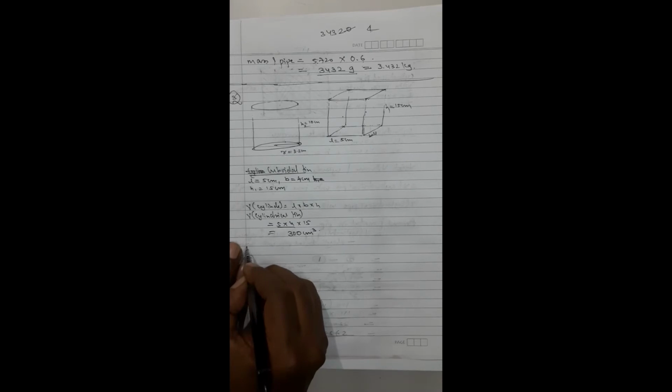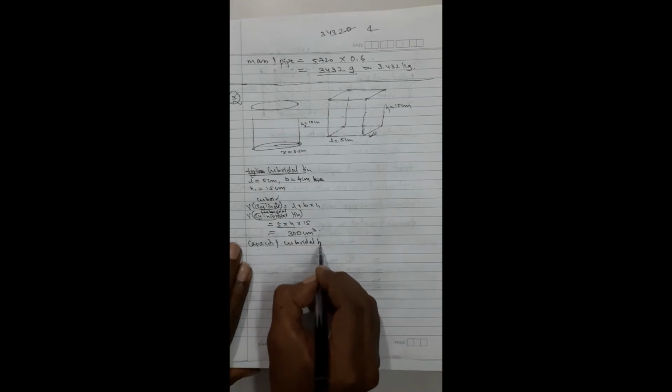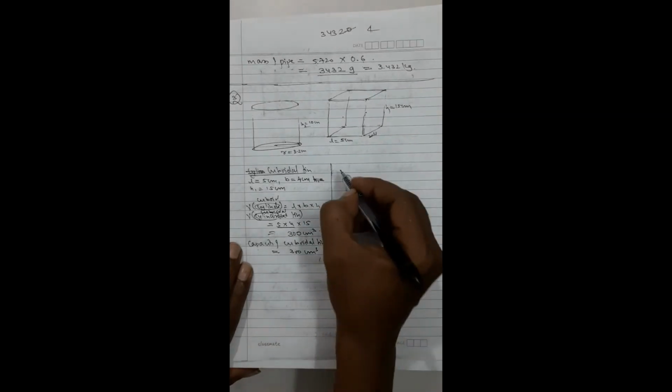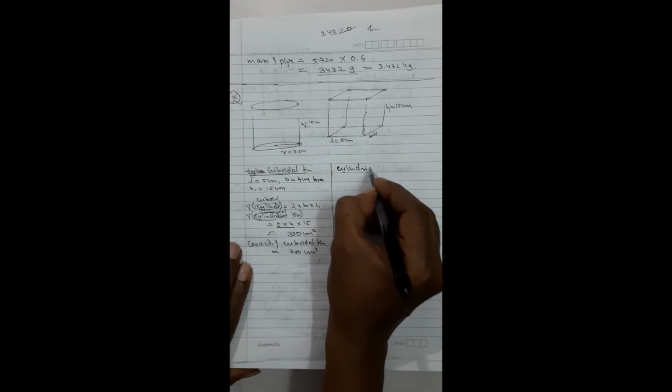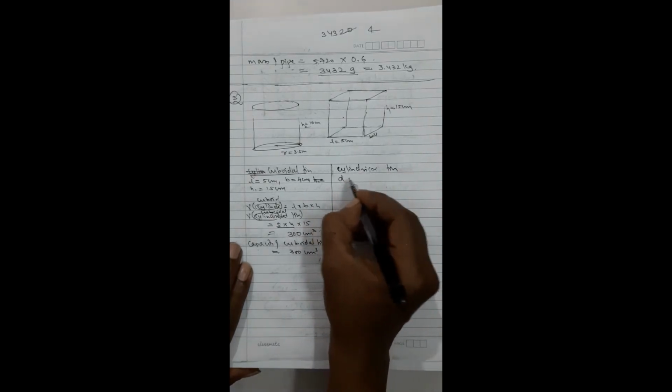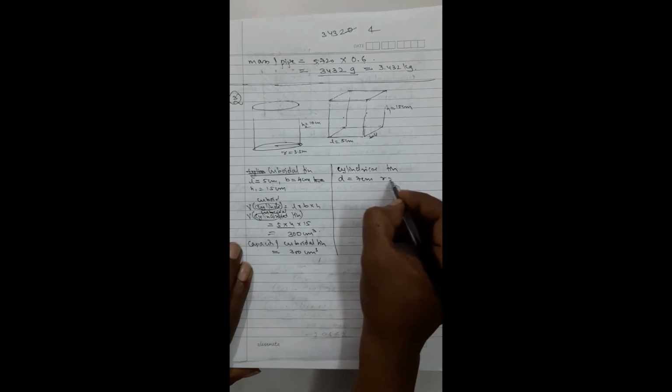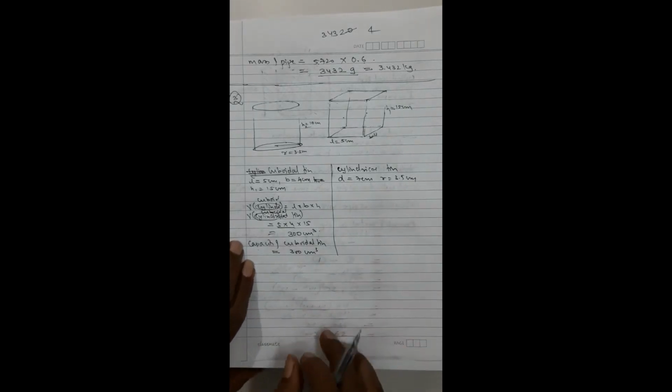Therefore, the capacity of cuboidal tin will be equal to 300 centimeter cube. Now we will come to the cylindrical tin. Diameter they have given is equal to 7 centimeter. Therefore, radius is equal to 3.5 centimeter. Fine.